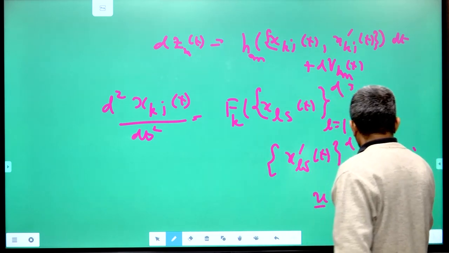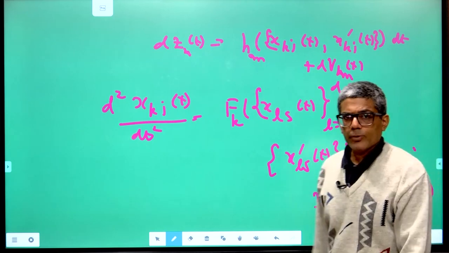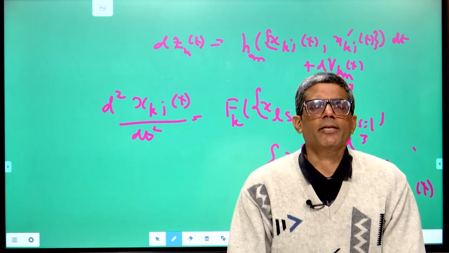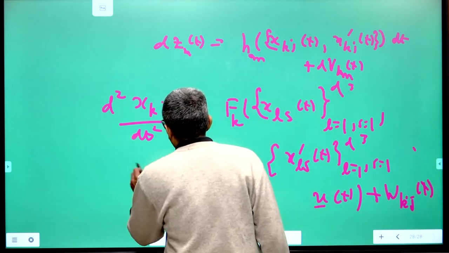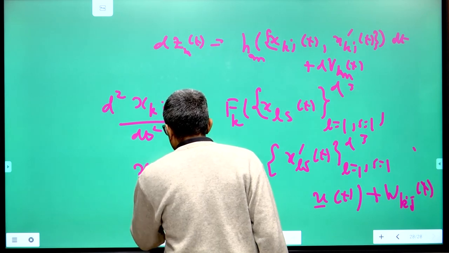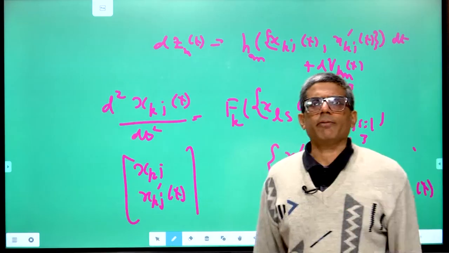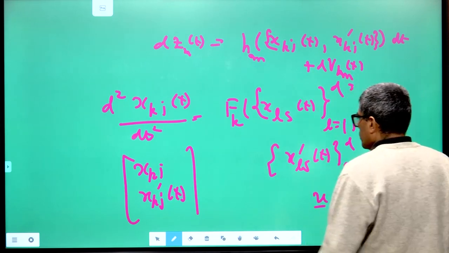And more generally, in the state equations, instead of putting W_kj to be a Markov diffusion process, you can allow it to be an independent increment process. In that case, although the x_kj's won't form a Markov process, it is clear that x_kj along with x_kj' will form a Markov process, because they satisfy first order differential equations driven by the time derivative of a set of independent increment processes. So they will form a Markov process.